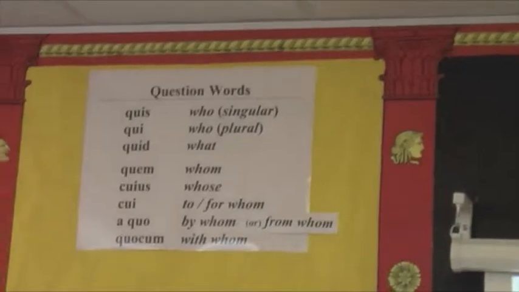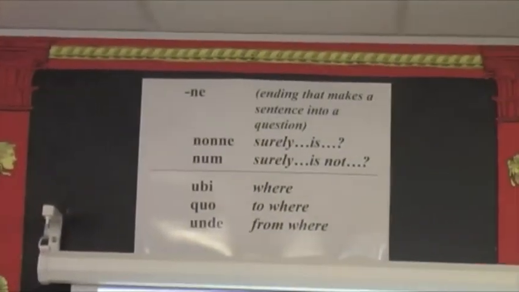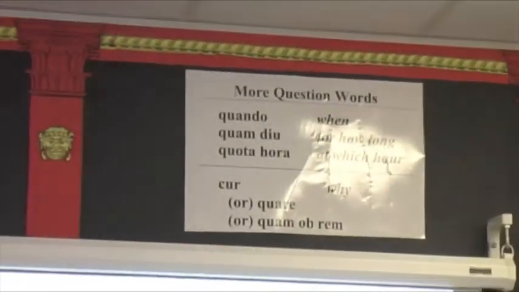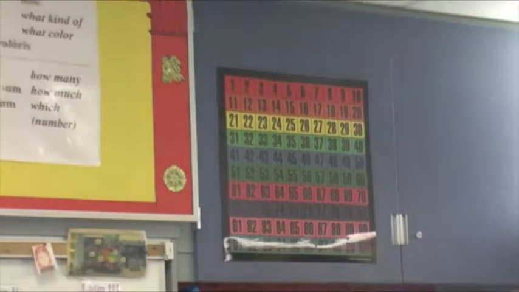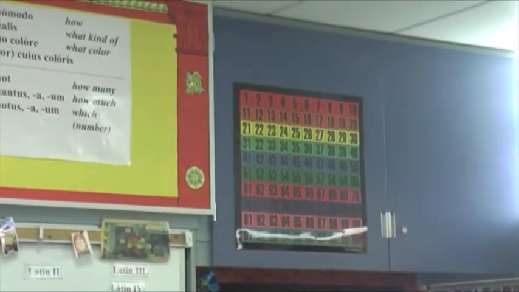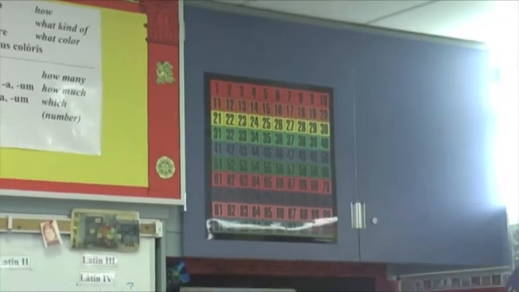I have up here my question words. I'll zoom in on those. So I have my question words. I use all these different question words at different times, and those are always up there all the time. The kids know where they are. I also have my number chart over there where I can point out colors and numbers, and that's there.